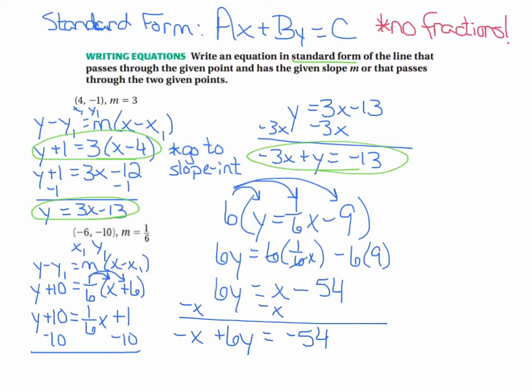So look at everything we did here. We started in point slope. We went to slope-intercept. No, slope-intercept was right here. And then we changed it to standard form. All right, let's do some more examples.